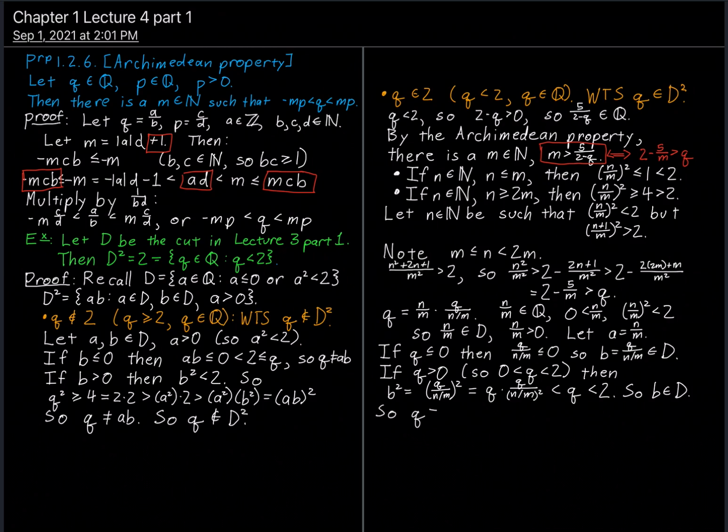So q equals ab. A and B are both in D, and A is positive. And that completes the proof. That establishes that D squared is precisely the Dedekind cut of all the rational numbers less than 2. So the square root of 2 is a real number. This number we were talking about, we were so worried about it not being around. That does work out for us.